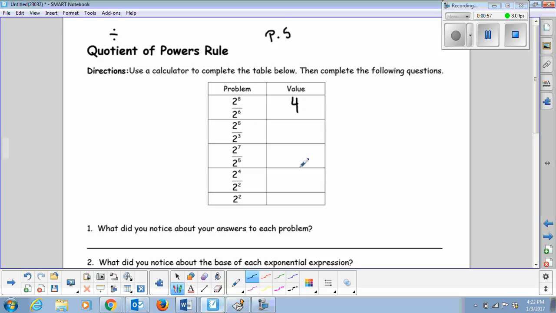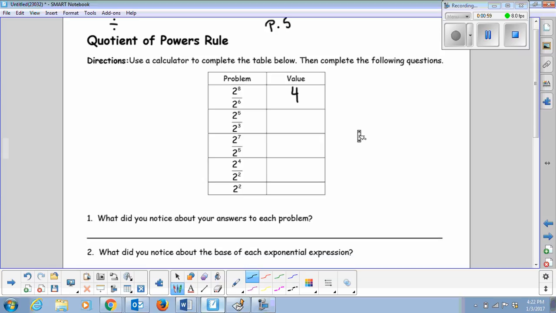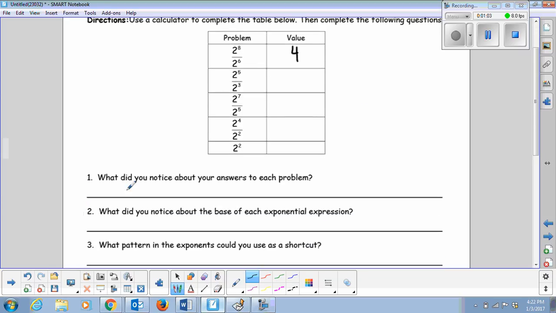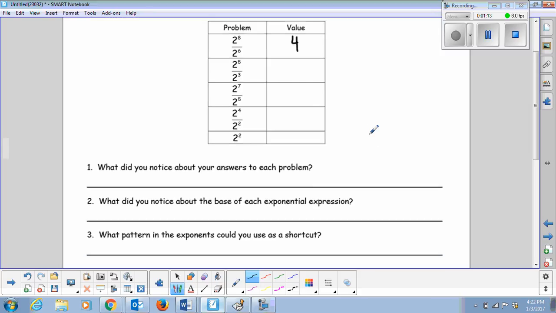Okay, so go ahead, do the same for the next 4. Tell me what you get. For number 1, they want you to figure out what the pattern is, or just generally what you noticed in the table. So you can also look back to what we did on page 2. For number 2, it's asking what you noticed about the base. If you forgot what number is the base, again, go back to page 2 or 3 and answer number 2.